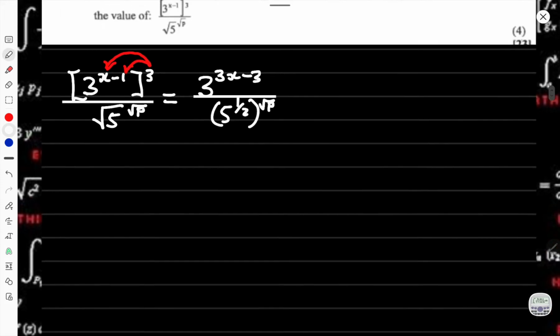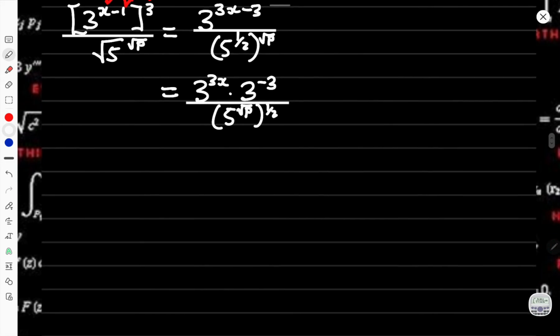Okay, so now we can separate the numerator like this: 3 to the power 3x times 3 to the power negative 3. Then onto the denominator, we can take out the half and bring in the square root p like this, square root p, all to the power half.